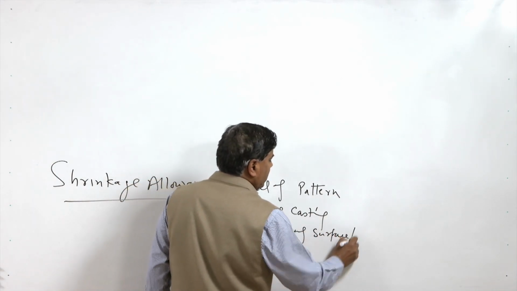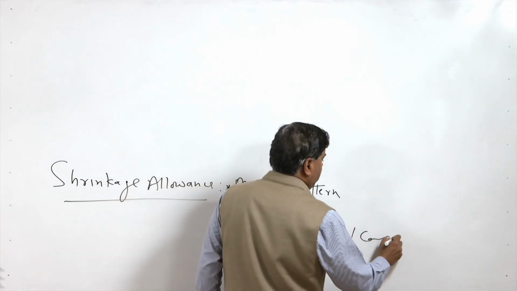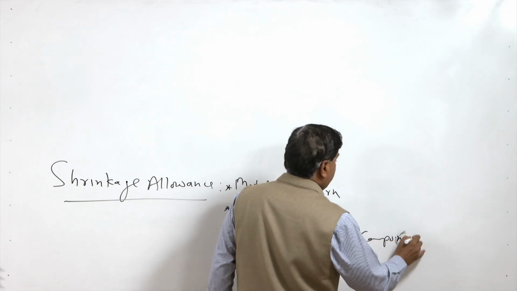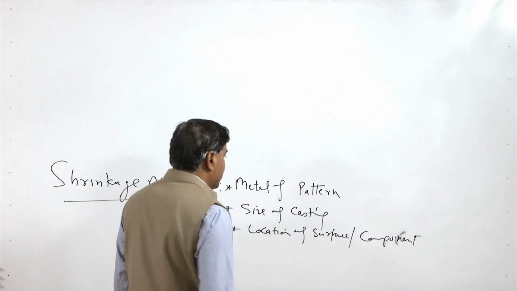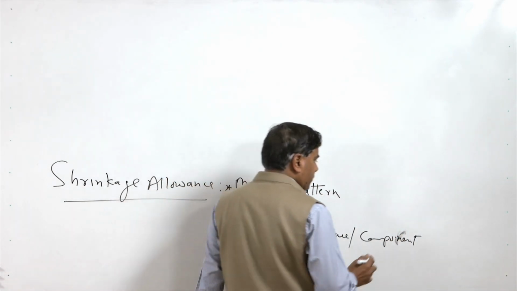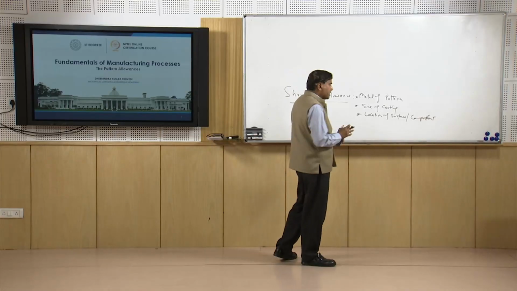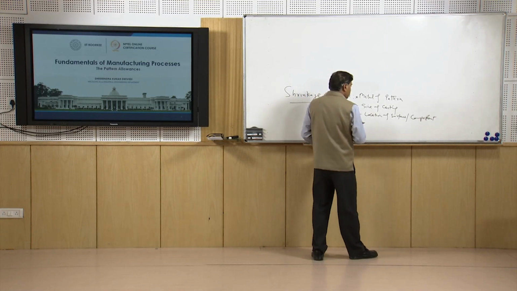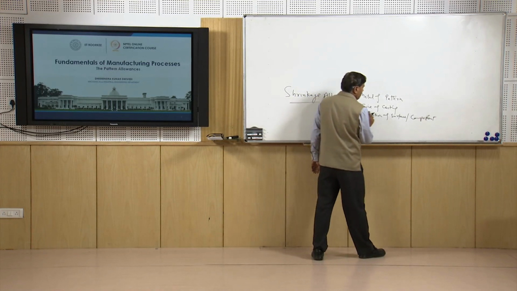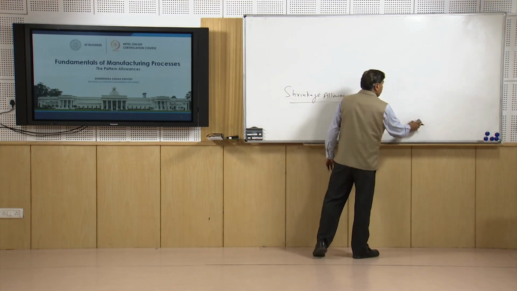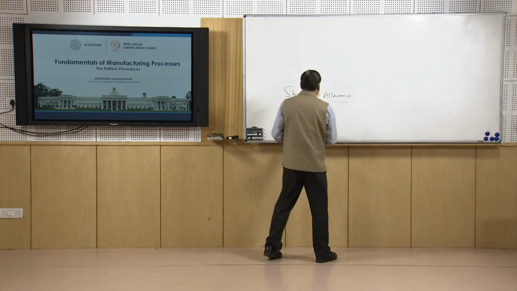And the third is the location of the surface of the component. External surfaces are given a different type of shrinkage allowance than internal surfaces, like hole allowance for holes. Internal features are given in a different way than those for external features and external surfaces. So, these are the factors that will come up gradually.